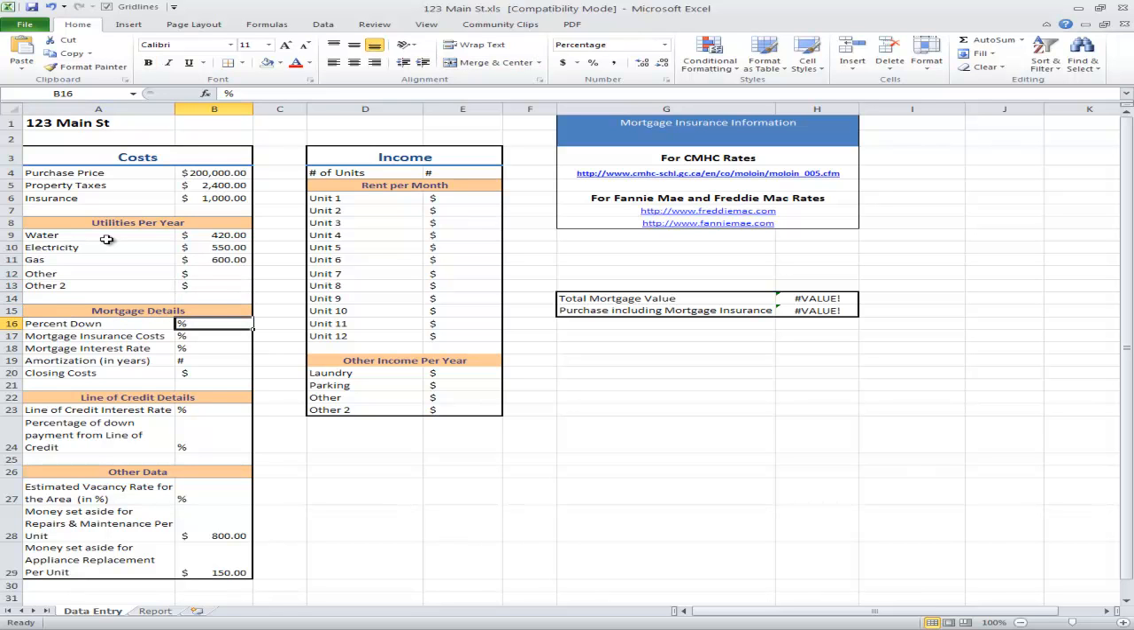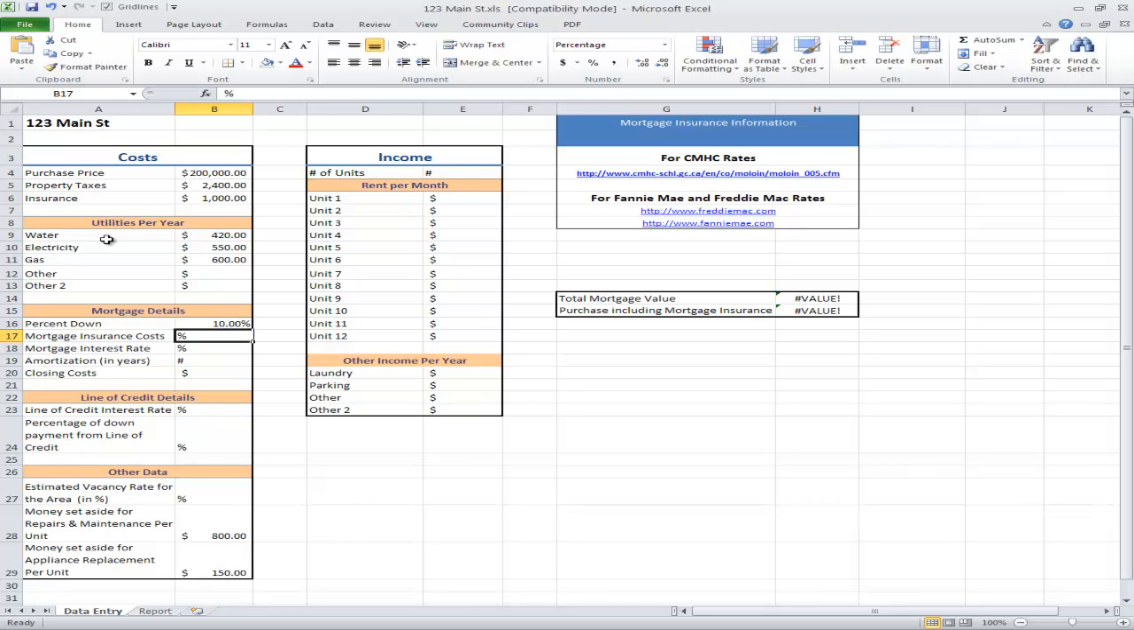Next, there's your mortgage details. Unless you're buying this property outright, you're going to have a mortgage on it. So how much are you going to put down on your mortgage? A lot of places are going to tell you that you have to have a minimum of X percentage down. Whether that's 10%, 20%, wherever you are, put in the percentage that you're planning on putting down. Let's say we're putting down 10%.